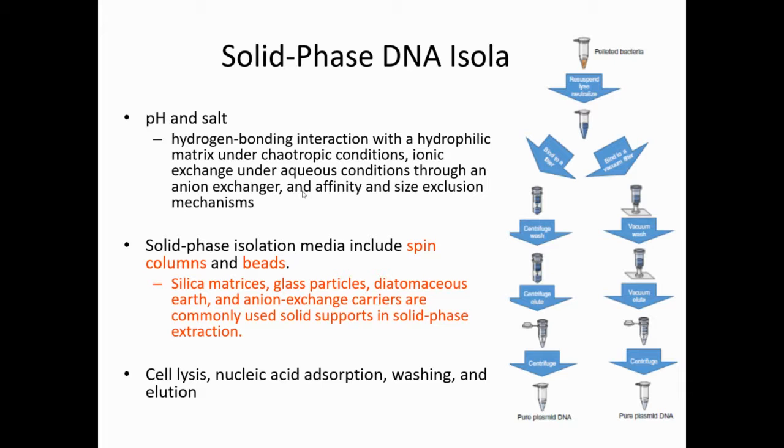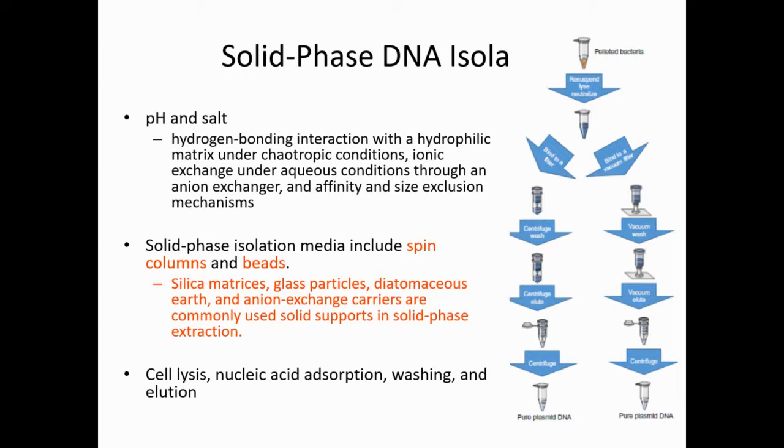And basically the principle is the hydrogen bonding interaction with the hydrophilic matrix under chaotropic conditions, the ionic exchanger under aqueous conditions, and the affinity and size exclusion mechanism. So these are three different principles that you can use to isolate and purify the DNA. Also, the solid phase purification is normally performed by a spin column through centrifugation. And this method can purify the nucleic acid rapidly.